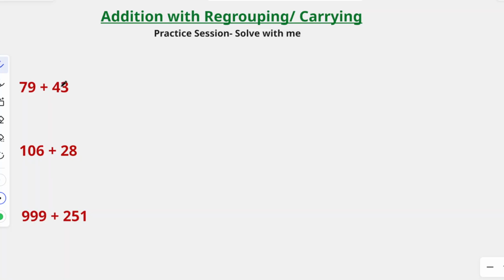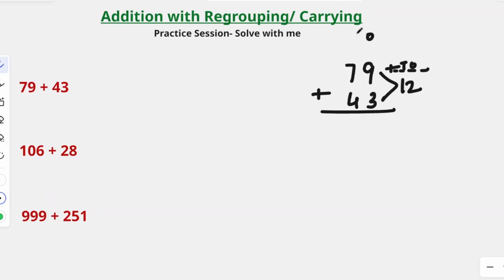So first, we will write it in column representation. Okay, so we have 79 and we have 43. Now when we do 9 plus 3 we get 12, right? And it is a two digit number, so it also has two place values. What do we do then? The ones digit we write here. So this 2 will be written here and this 1 will be regrouped to the next place value. So it will be written here.